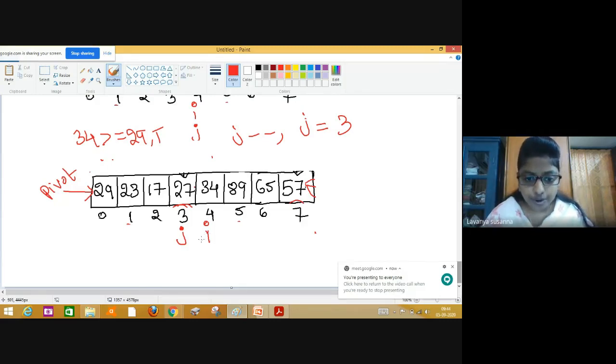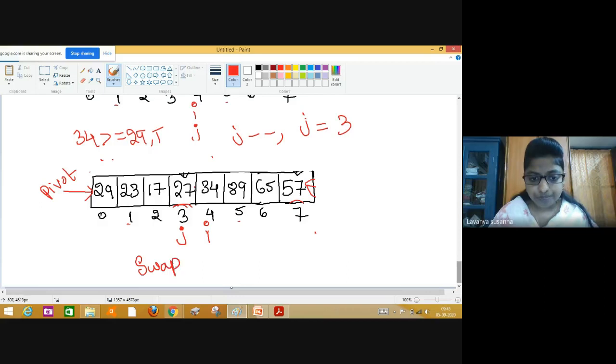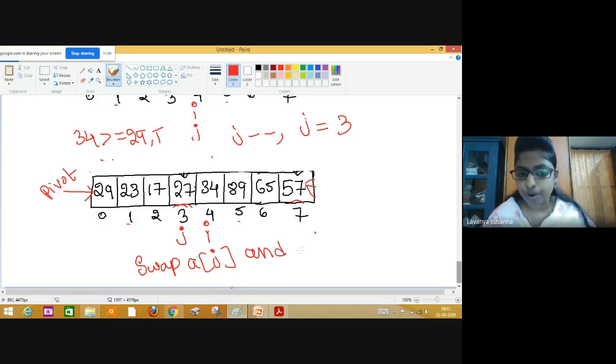Whenever J crossed I, see here. Now J crossed I, right? Whenever J crossed I, what you have to do is swap A of J and the pivot element. Remember this, pivot. Don't continue the process. You have to note this. You need to observe this. Whenever J crossed I, you need to swap the A of J value and the pivot element.